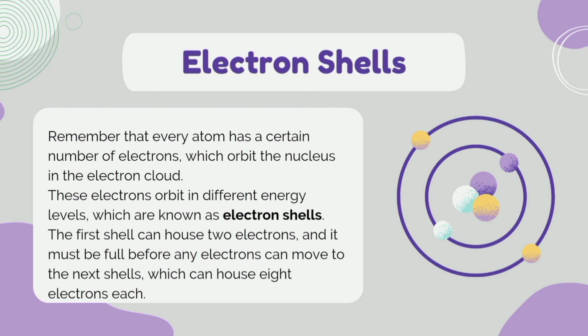These electrons orbit in different energy levels, which are known as electron shells. The first shell can house 2 electrons, and it must be full before any electrons can move to the next shells, which can house 8 electrons each.